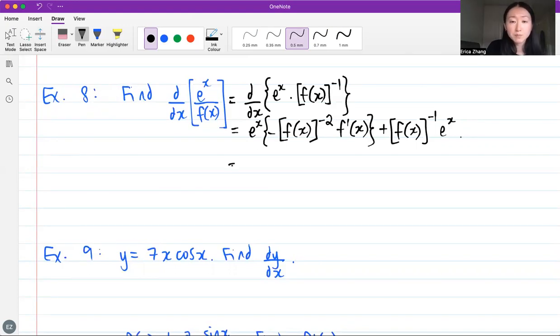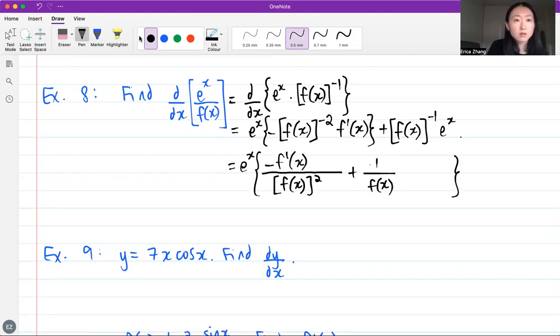Let's simplify this a little bit. So e to the x, it's a common factor. Let's bring that in the front and use brackets. And now let's put our negative indices in the denominator, so turn them into positive indices. So over here we have f of x to the power of 2. And on top, we have a negative f prime of x. And then plus 1 over f of x. Okay.